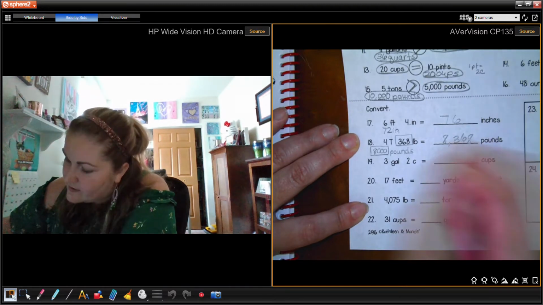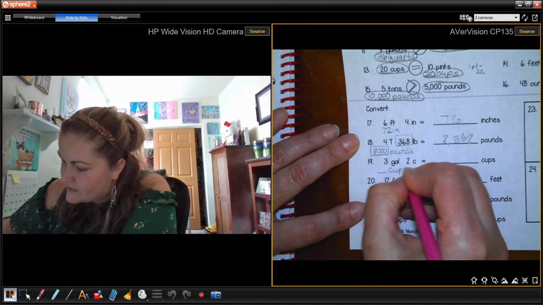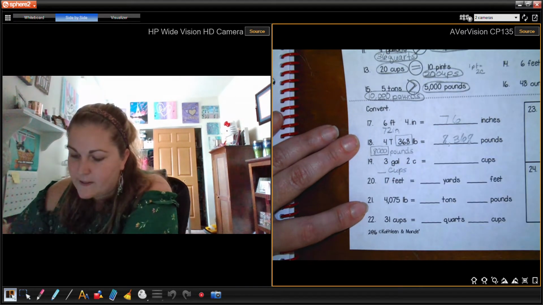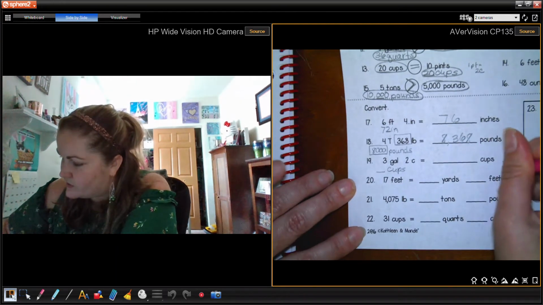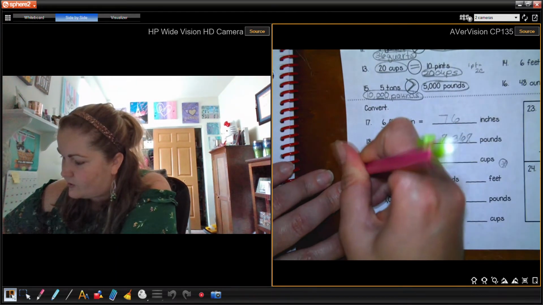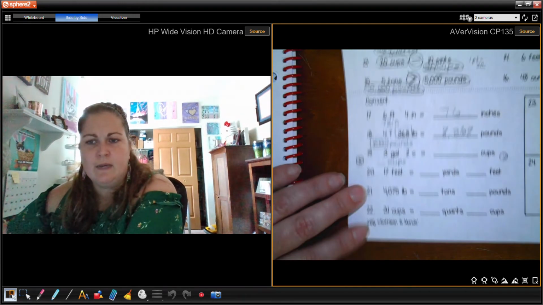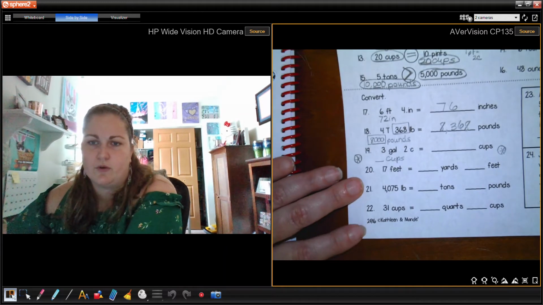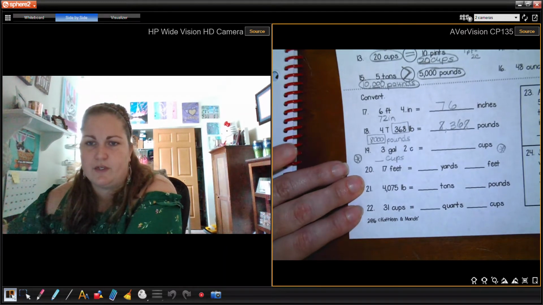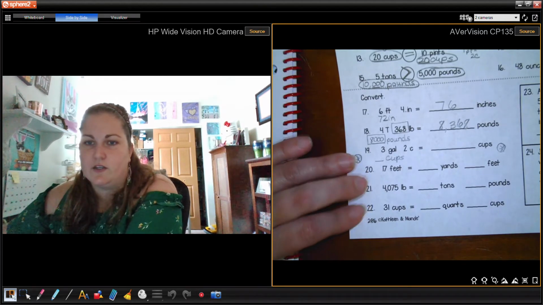Number 19 is asking me to convert just to cups. So I would have to think to myself, 3 gallons is how many cups? So I can add it to the 2 cups. Okay, this is going to take me a moment, so I'm going to star this one and come back to it because I want to do it on the back where I have lots of space. I'll go ahead and do number 19 on the back because it's kind of switching things up when I get to 20, 21, and 22.